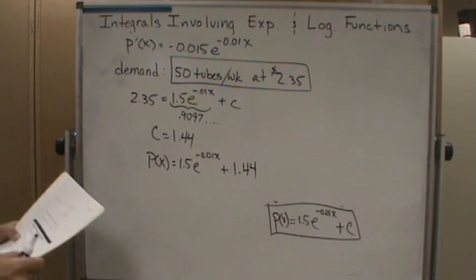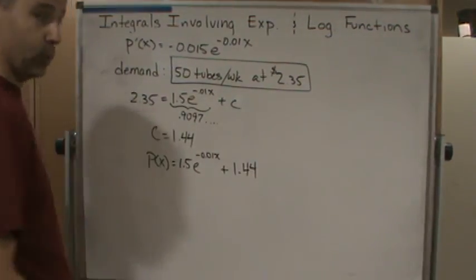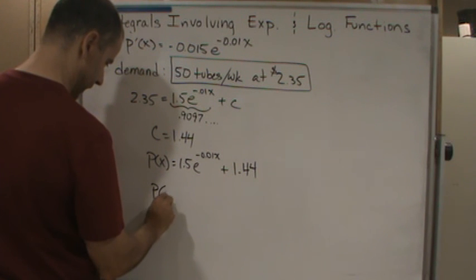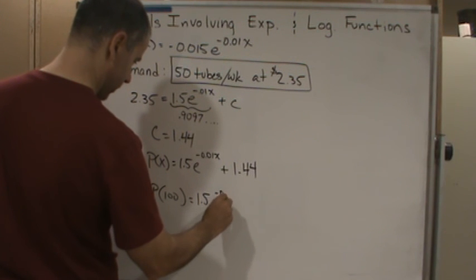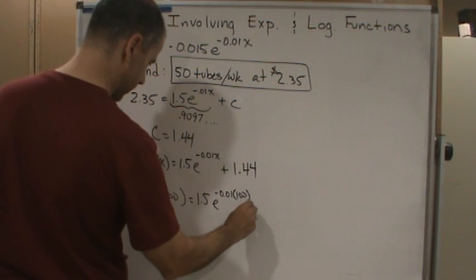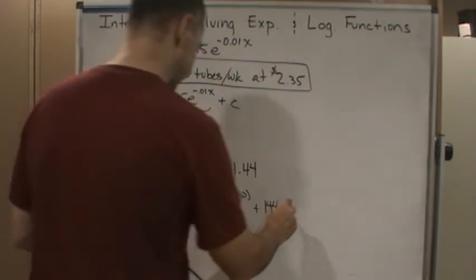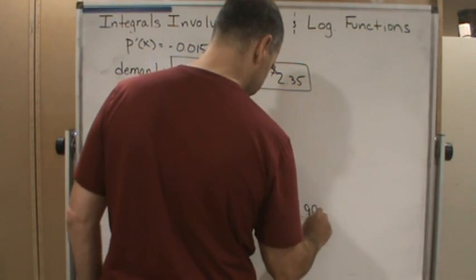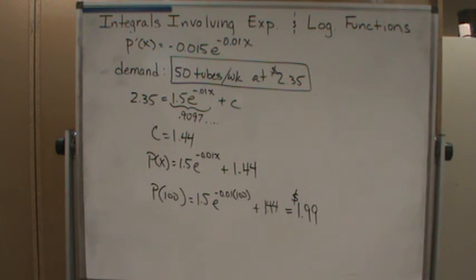Now we can answer the second question, which is what the price should be set at if the demand per week goes up to 100, so if it doubles. We're going to do P of 100 equals 1.5 e to the negative 0.01 times 100 plus $1.44. If we do that, then the price should be set at approximately $1.99. And there's the answer. So there's a real world application that's used in price demand functions.